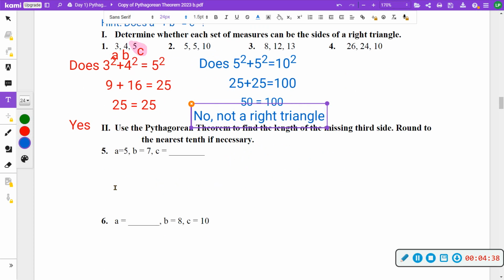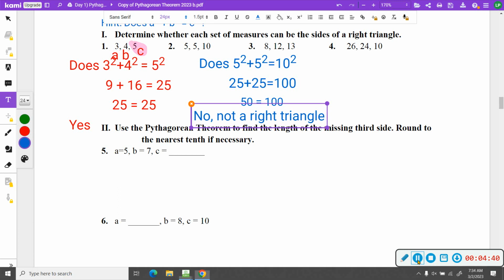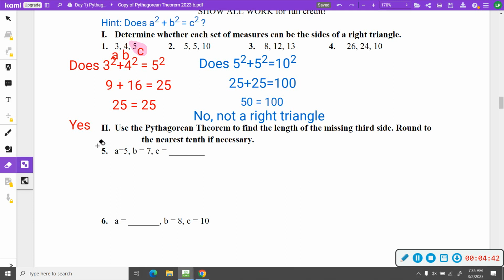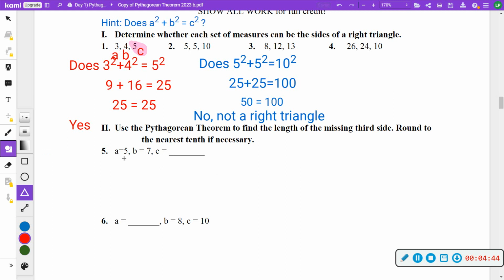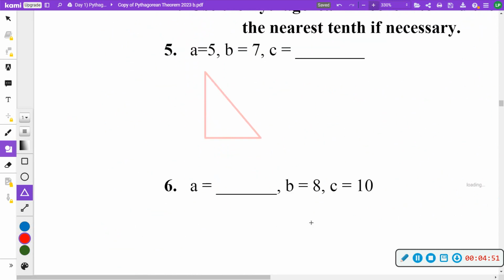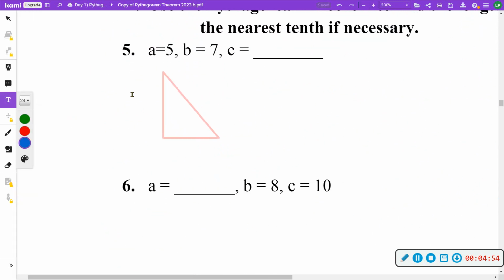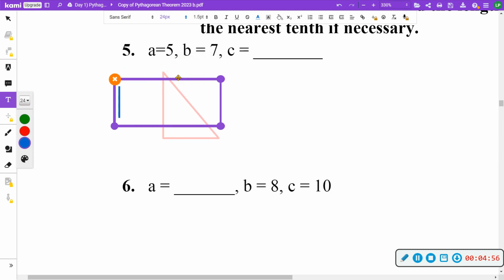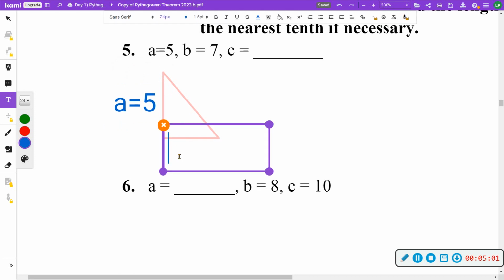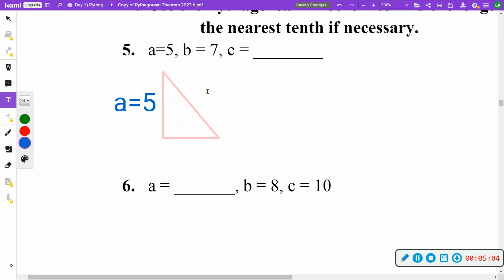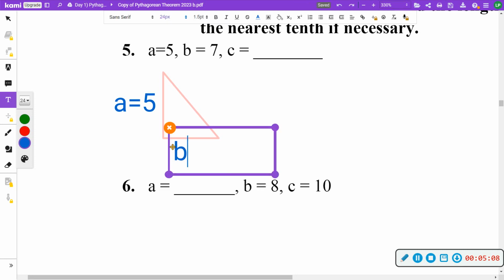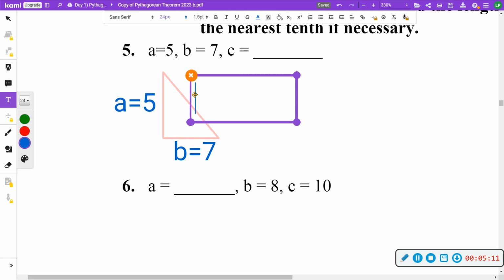Now here, we have two legs, A and B, and we're trying to find C. So let me draw a triangle real fast. I like having a picture. Okay, so they tell me one side is 5. That's A is 5. Call that a leg. B is 7. And they want me to find C.